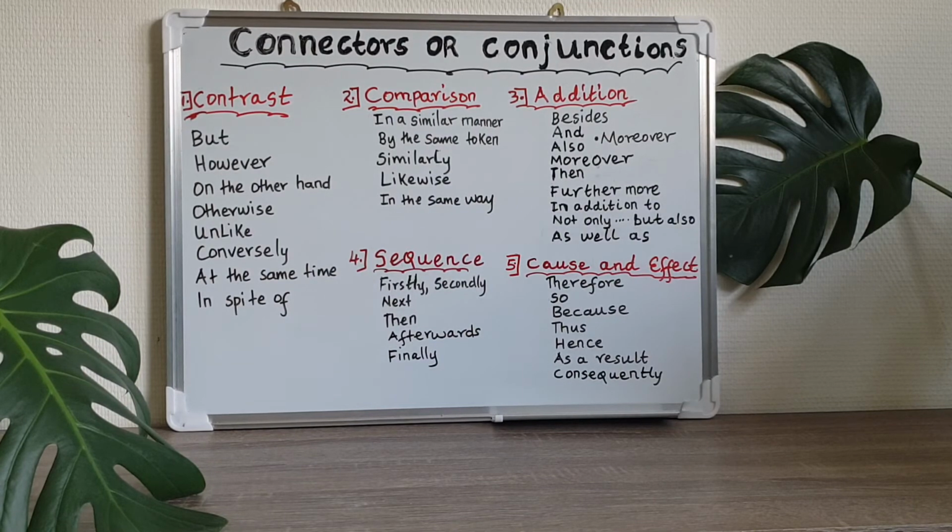The next category of connectors is connectors of sequence. And these are extremely important, especially when you're giving a speech or when you're writing, okay? They tell us in which order things happened, what happened first, what happened secondly, and so on and so forth. I'll give you an example.